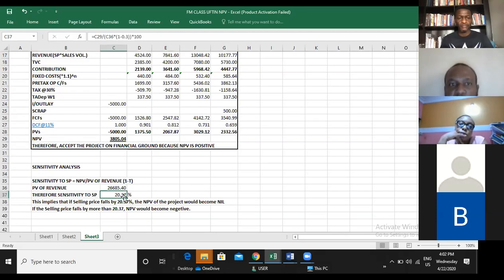Shegun, you were saying something. Mr. Brian, sorry, did you remove tax from the total value or just from the present value of revenue? Because I can see 1 minus T just beside it. Yes, from the present value of revenue. Then we'll now divide by the NPV. So NPV divided by that figure. Yes, NPV divided by that figure. Then that implies that the selling price sensitivity is 20.37.